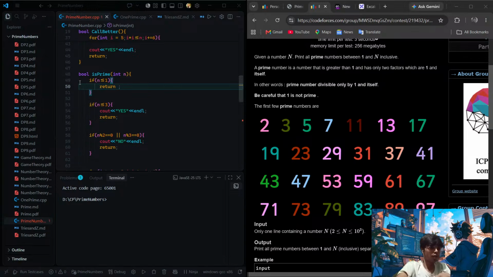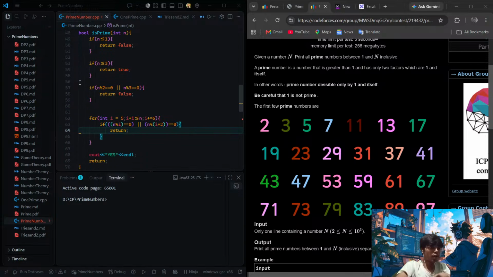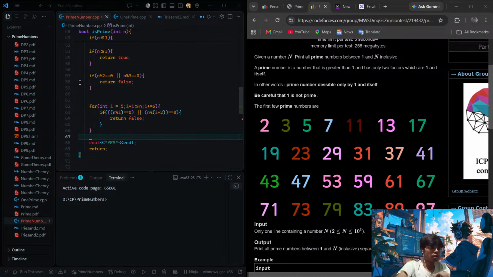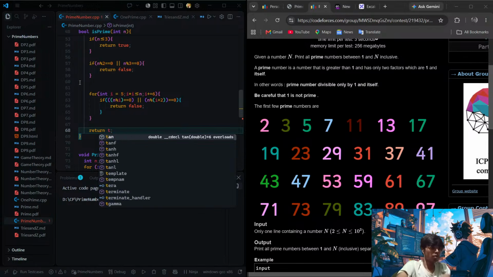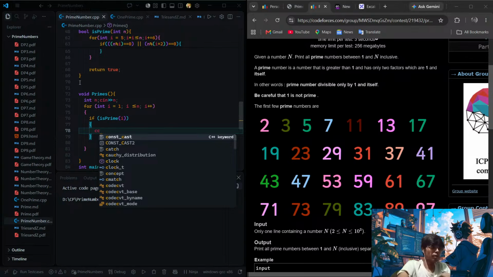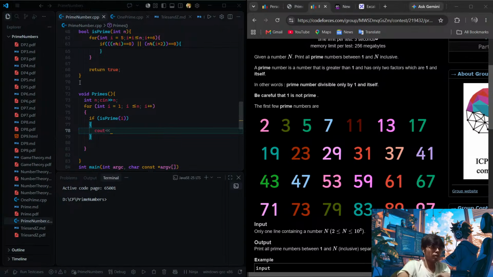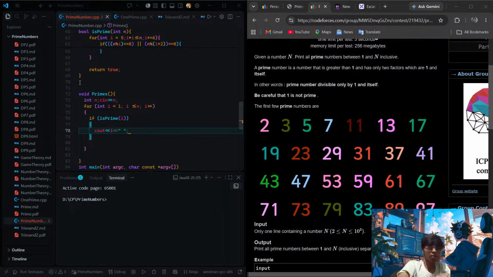If this is less than n, I have to return false. Second, I have to return true here, and also I have to return false here. Also, I have to return false here. No, not false, because this number is prime. So I will pass this inside isPrime, and isPrime will tell me whether this number is prime or not. If that number is prime, then I have to print cout I. This is basically a prime, and I have to give this space.